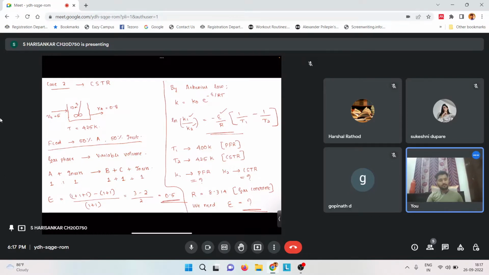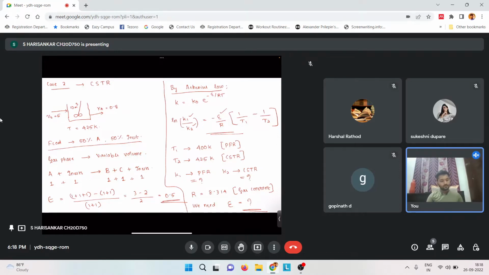Now we can proceed to find the rate constants. They have said that this system follows Arrhenius law. So by Arrhenius law, we have the equation K is equal to K0 e raised to minus E by RT. And if we take the ln of it, ln K1 by K2 is equal to minus E by R into (1 by T1 minus 1 by T2).